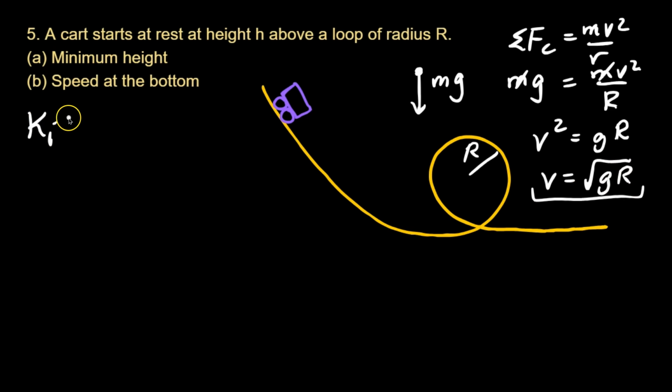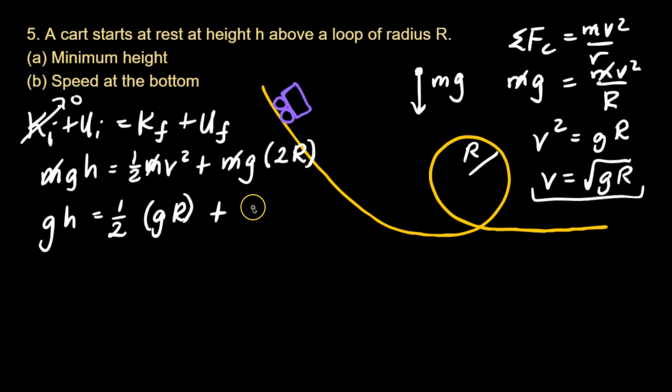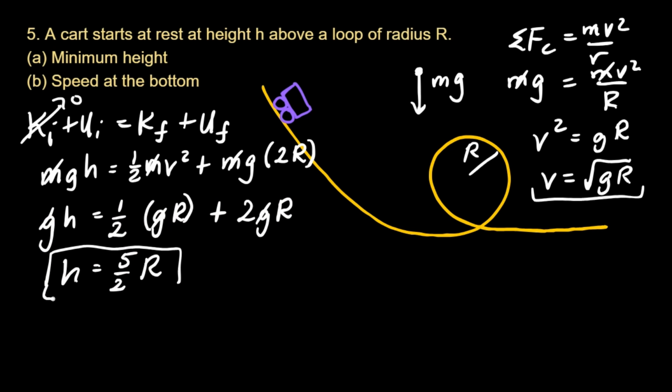To find the minimum height, we're going to use the conservation of mechanical energy. The initial kinetic energy is 0, and we're going to substitute mgh for the initial potential energy, and 1/2 mv squared for the final kinetic, and mg times 2R for the final potential energy, because the loop has a radius of R, so at the top of the loop, we have a height of 2R. The m's will cancel out, and solving for h, we get h equals 5/2 times R.